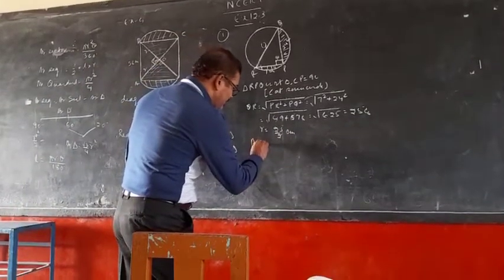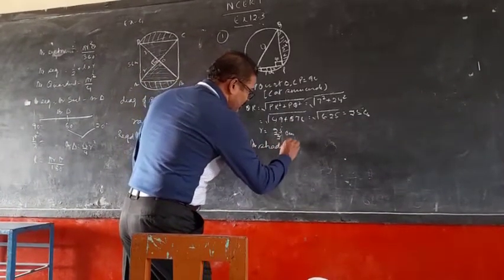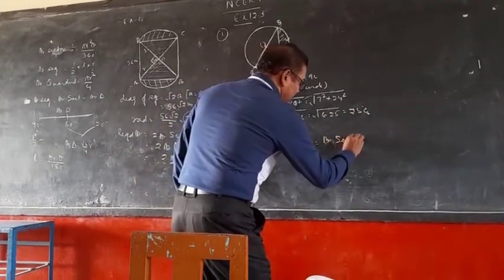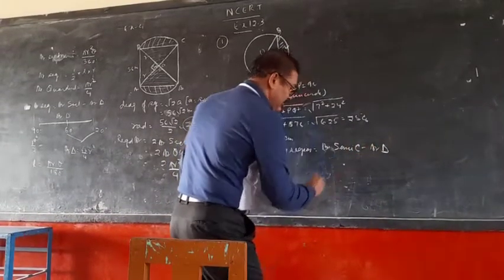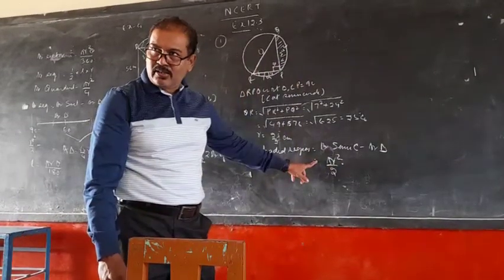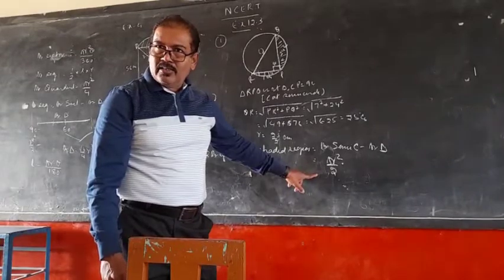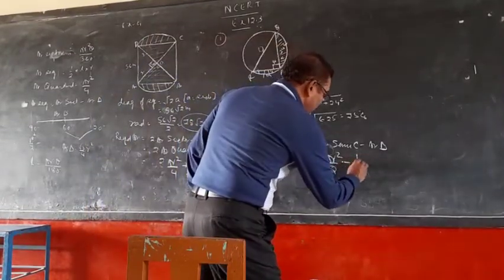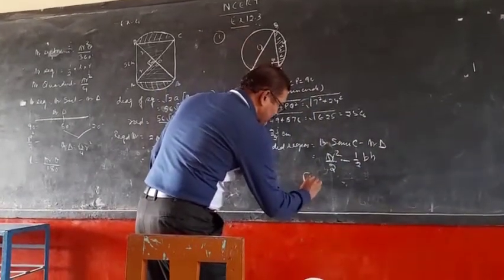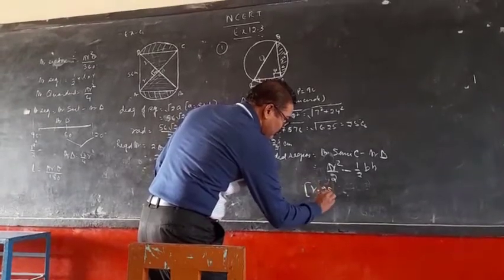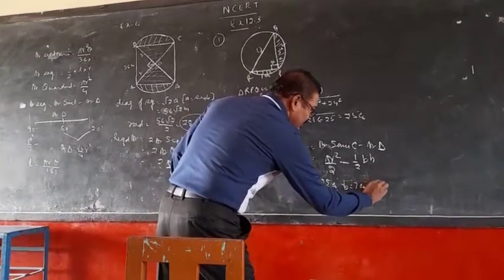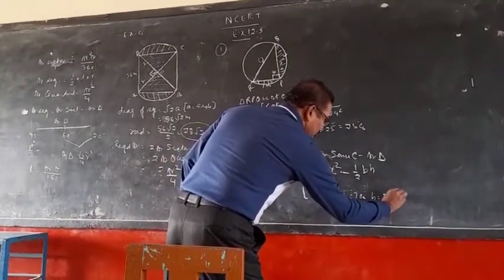So area of the shaded region is equal to area of semicircle minus area of triangle. Area of semicircle is equal to pi r square upon 2, because pi r square is the area of circle, divided by 2 means area of semicircle, and area of triangle is equal to 1 upon 2 into b into h. So here, what is your r? 12.5 centimeter. What is the base? 7 centimeter. What is the height? 24 centimeter.